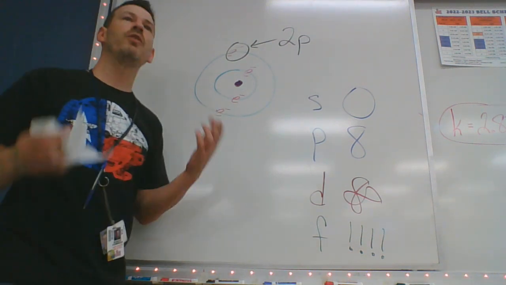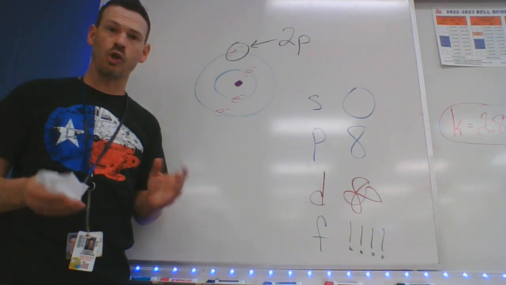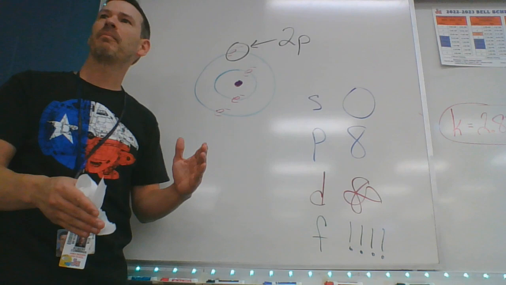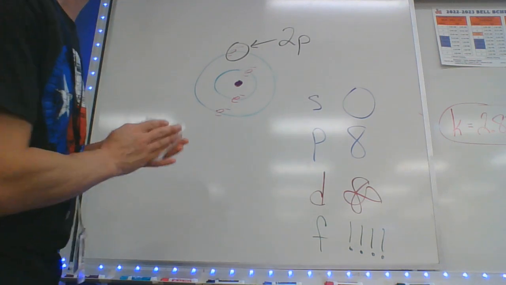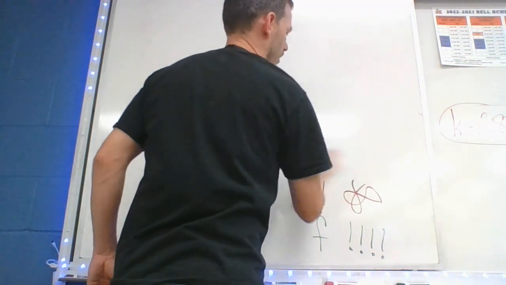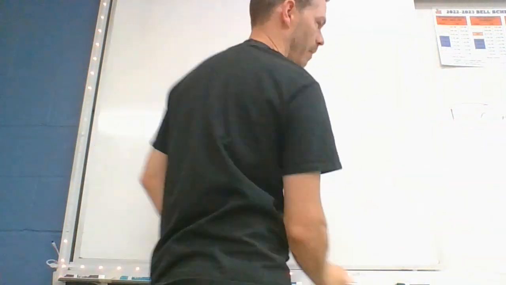So there's some of your initial vocab on electron description. It's numbers for energy, letters for shape. What I need you to be able to do is, if I give you an element, I want you to be able to tell me all of its electron configurations in regards to the numbers and the letters. And that's the skill that we're going to go over today.